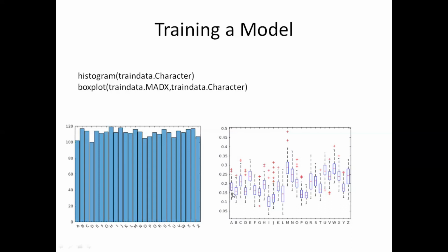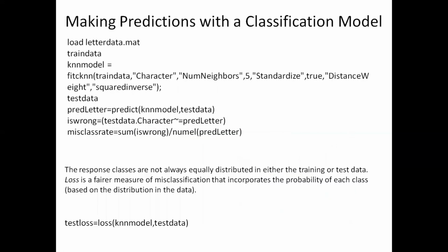Okay, so that is the data that you can obtain from this box plot. Now to make predictions with the classification model, first you need to develop this particular model. So to develop the model, first we will load the training data that is there in this letter data.mat. Then we will develop this KNN model using the MATLAB function fitcknn.